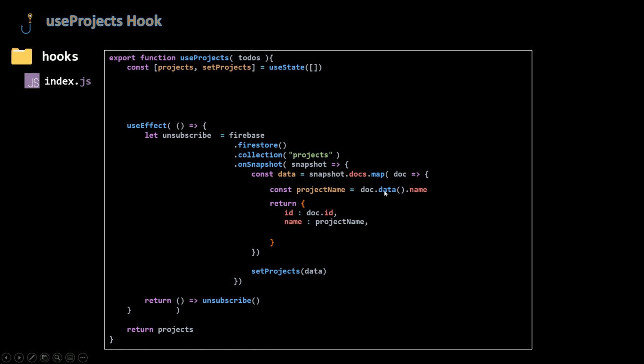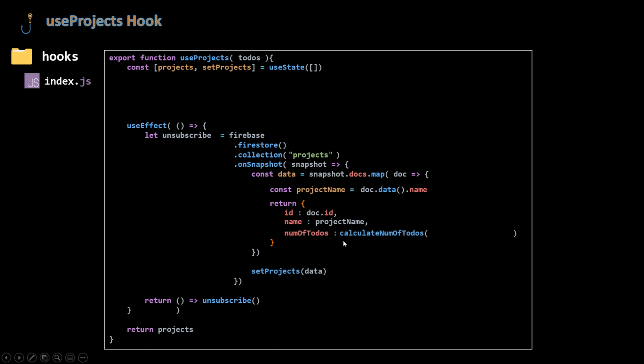So the doc.data is going to return an object with all the properties of our document, all the fields of our document, and we have a field called name which has the name of the project. So saying doc.data.name will just return the name of the project. I'm going to set this to a constant called project name, and this will be the name of our project. Now for the number of to-dos, I need to do some calculations.